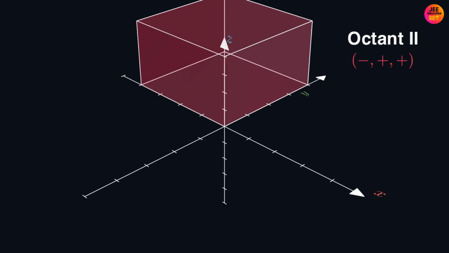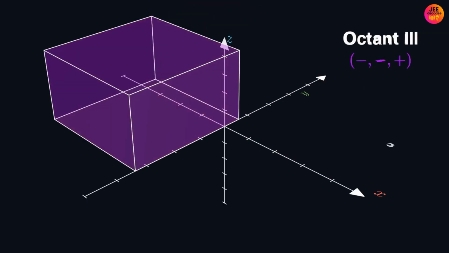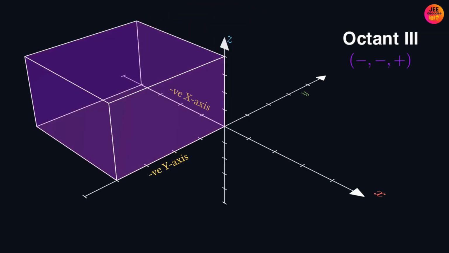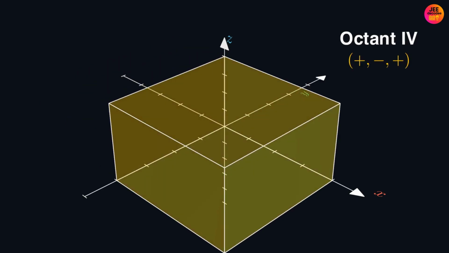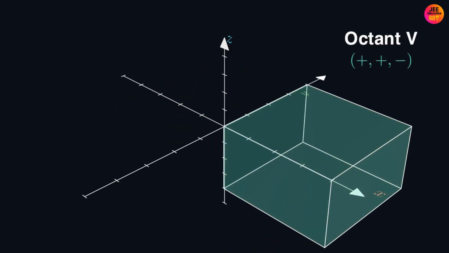We enter octant 2. Here we've moved backward along the x-axis, so x becomes negative, but y and z stay positive. Minus, plus, plus. Continuing around, we hit octant 3. Now both x and y are negative, but we are still on the top floor, so z remains positive. And finishing the top level, we have octant 4. X is positive again, but y is negative. Plus, minus, plus.